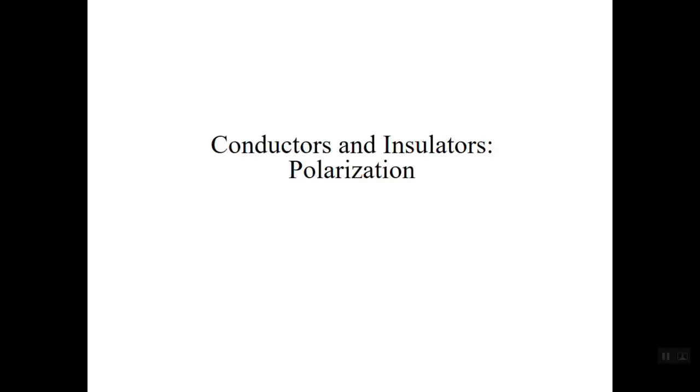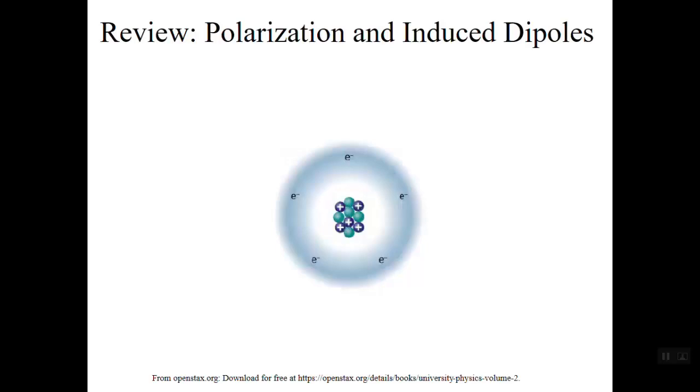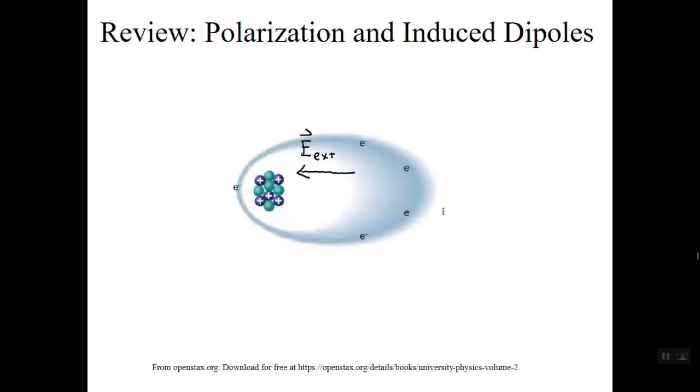Today we're going to discuss how polarization happens in macroscopic samples of conductors and insulators. Let's start with insulators. Recall we discussed the example of what can happen to a neutral atom when an electric field is applied. The electrons and nucleus shift relative to one another, thereby forming an induced dipole with electric dipole moment P.